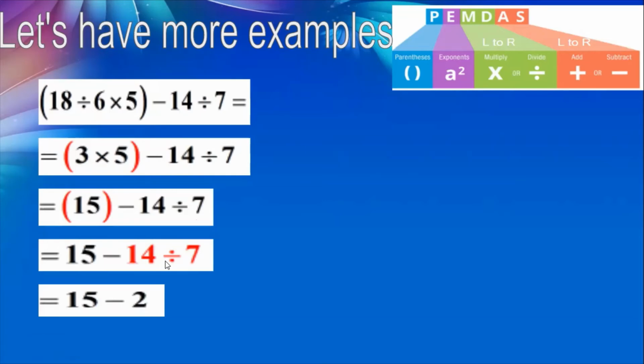Very good. Your answer is correct. We need to do the division first before we do the subtraction, because division is in a higher priority compared to subtraction. So 14 divided by 7, that is 2. Just bring down 15 and the subtract sign. So 15 minus 2, for our answer, we have 13.